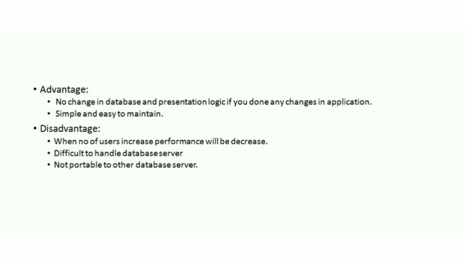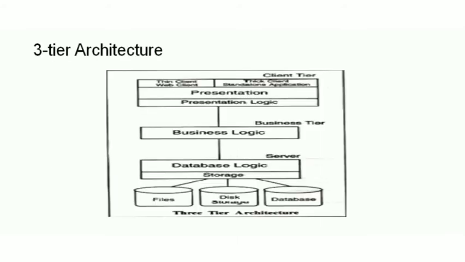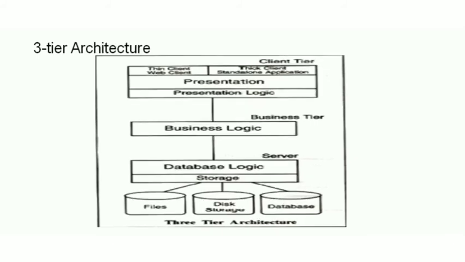Now we move on to three-tier architecture. So this is the three-tier architecture. In the three-tier architecture, there are three parts, or we can say that entities are divided into three. The first part is the presentation logic part. The second one is the business logic part, and the third one is the database logic and database manager part. So the three tiers are divided according to the presentation, business and database logic, which are defined respectively as client tier, business tier and server tier.